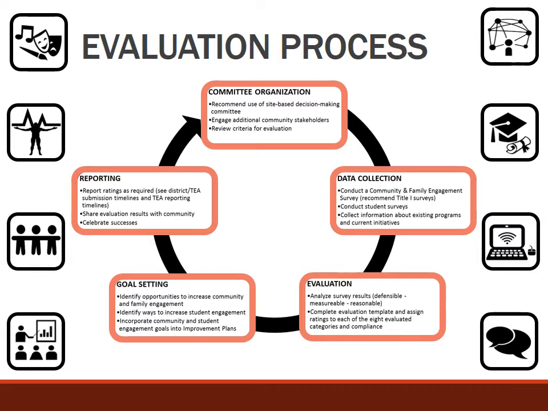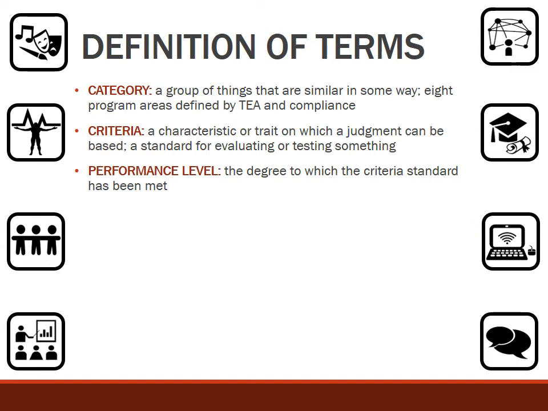to complete the evaluation. Throughout the Community and Student Engagement Self-Evaluation resources provided by GISD, there are 3 terms that we will use consistently. It's important that we have an understanding of how those terms are being used. First, categories are the 8 program areas and compliance that are outlined in the Texas Education Code. Each category is required to be evaluated independent of the others.